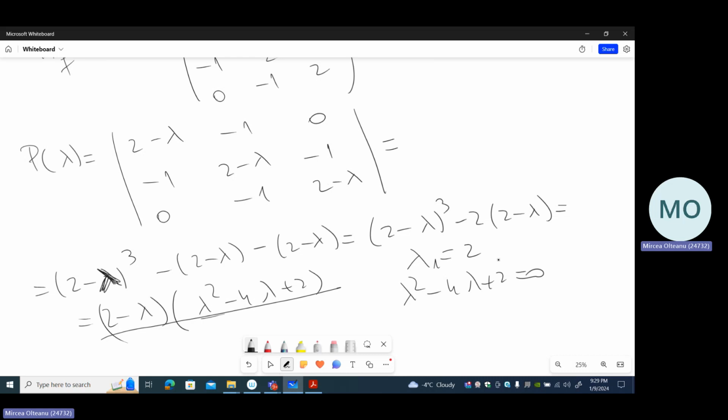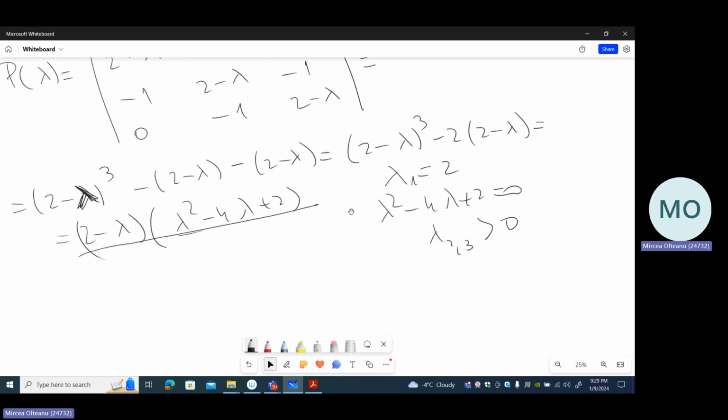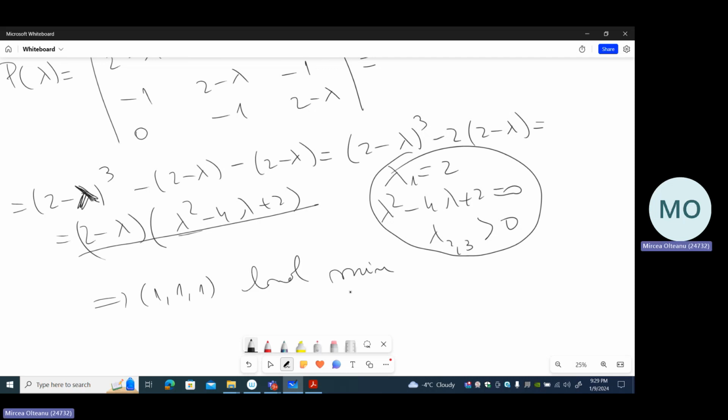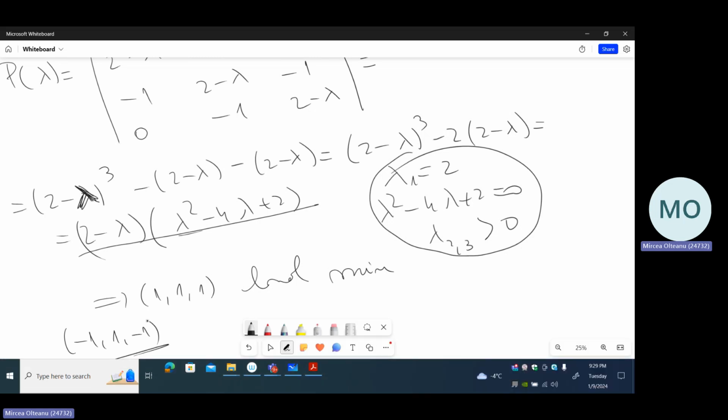As we can see, they are both positive. Lambda 2 and lambda 3 are both positive. We can compute them, but it's not important. So in this case, all the eigenvalues are strictly positive. Consequently, (1, 1, 1) is a local minimum. Similarly, we decide the nature of the other critical point, (minus 1, 1, minus 1). I leave this as an exercise. Thank you.